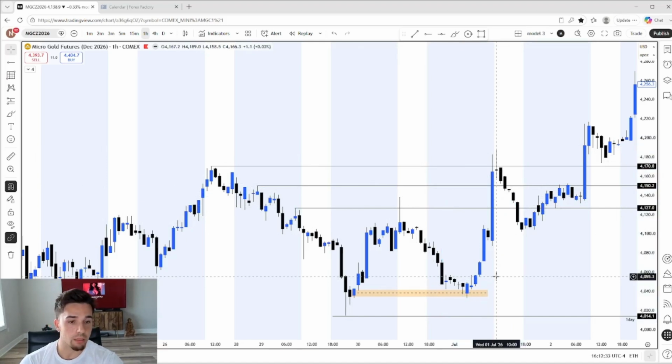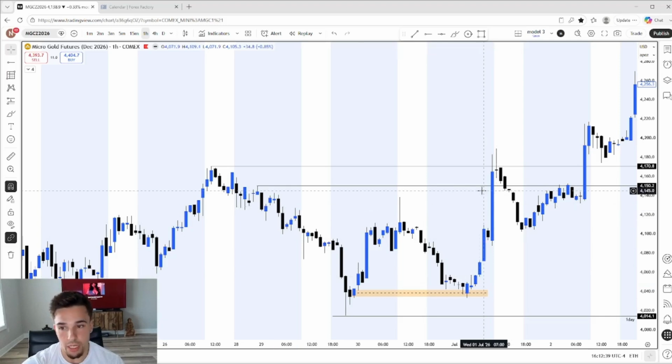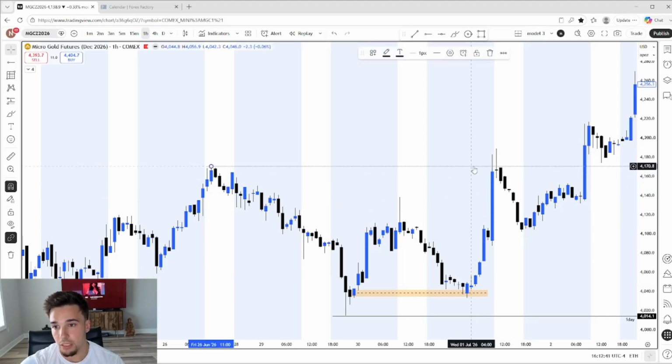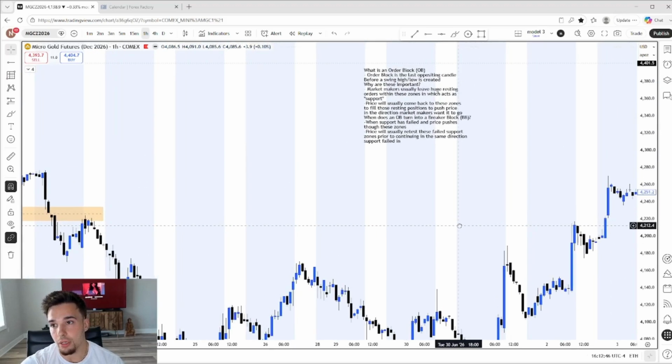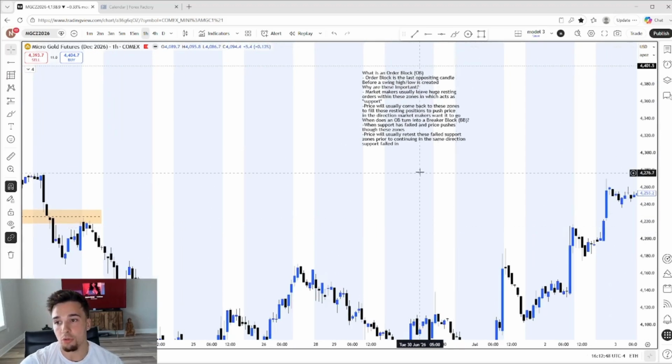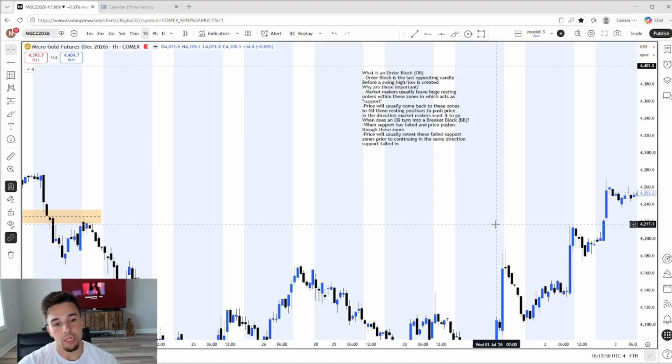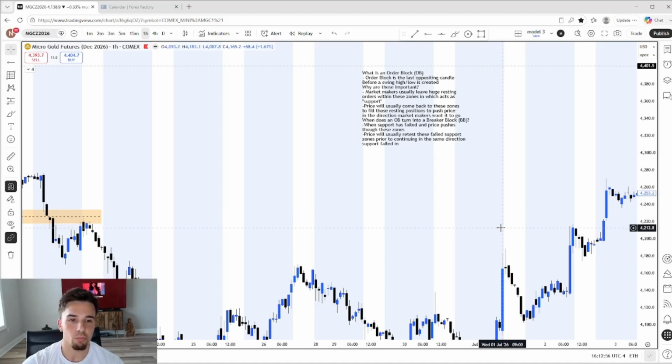Now, I get a lot of questions, right? When does an order block turn into a breaker block? I'm going to explain that for you guys, really simplify it so you cannot possibly be confused by what's going on here, right? So when does an order block turn into a breaker block, or a BB, right? When that said support has failed and price pushes right through these zones, that is when an order block will then turn into a breaker block.